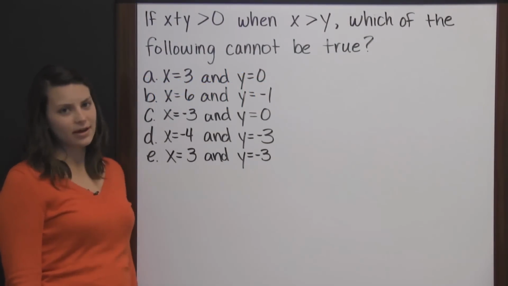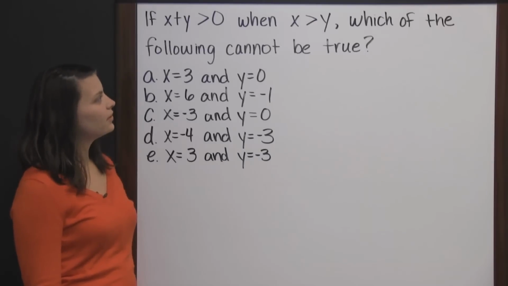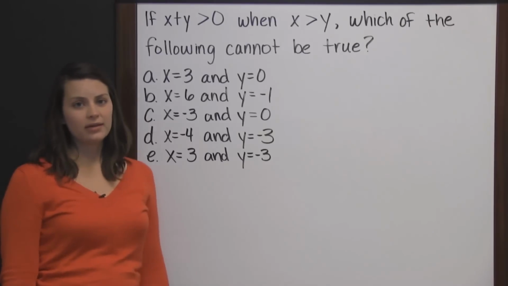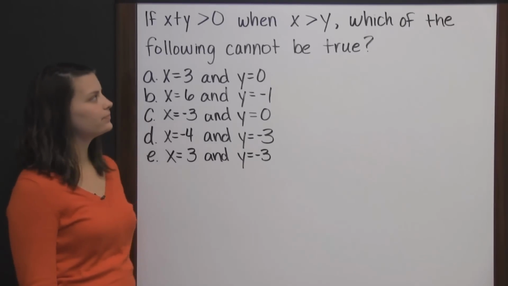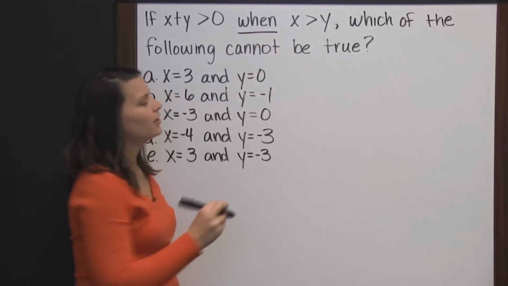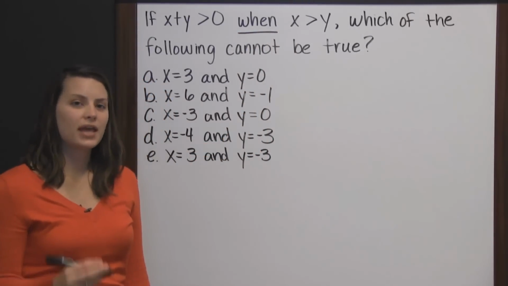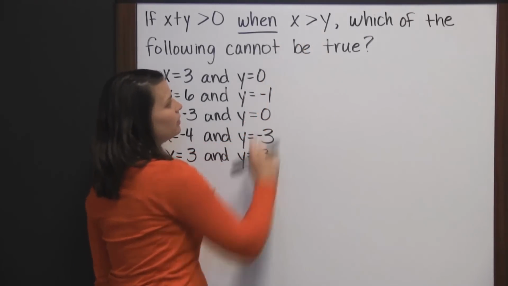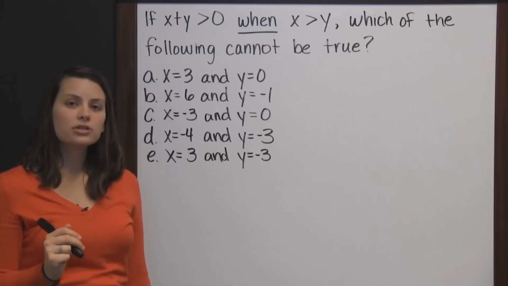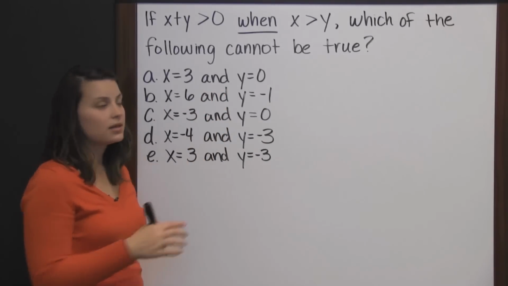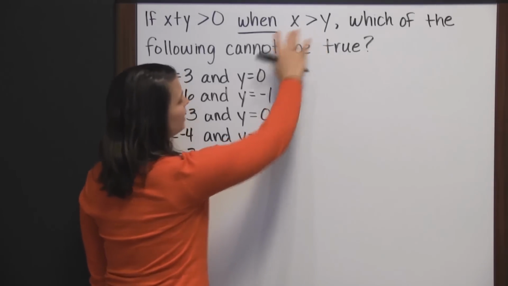If x plus y is greater than 0 when x is greater than y, which of the following cannot be true? This word "when" is very important because it means we're only looking at the situations when x is greater than y. So first we should go through our answers and eliminate the ones that don't satisfy this inequality.